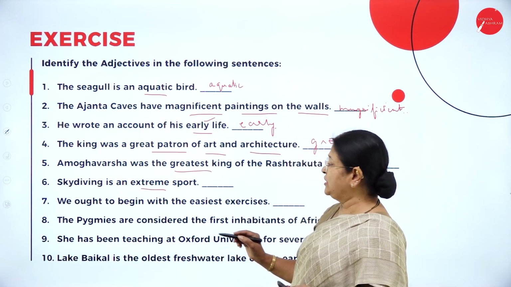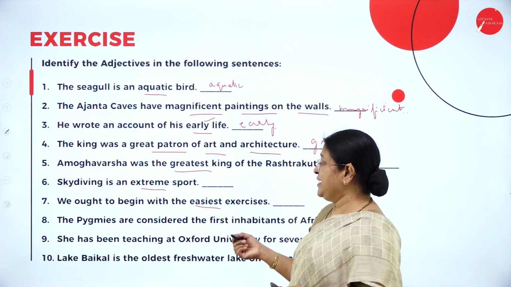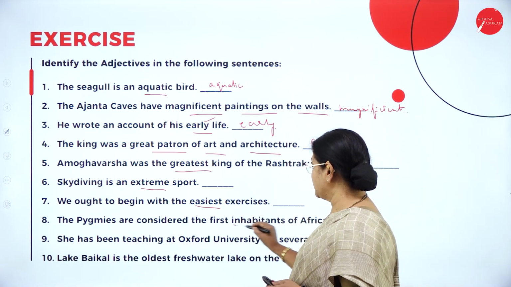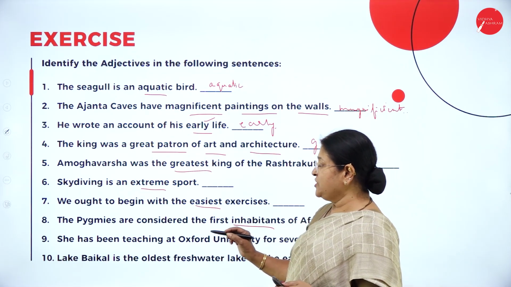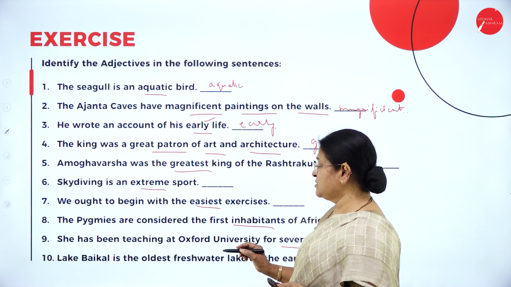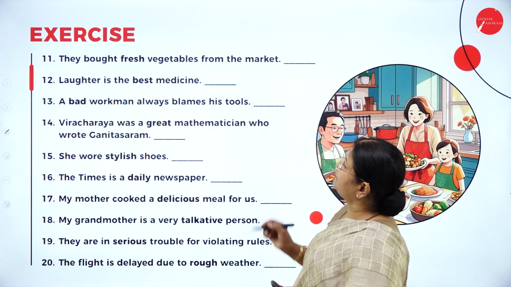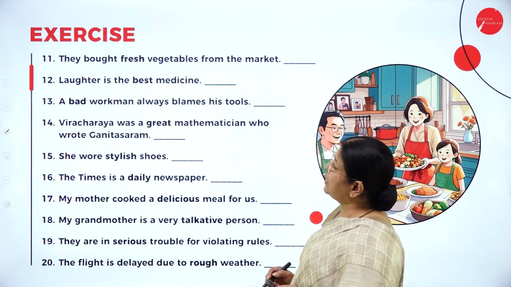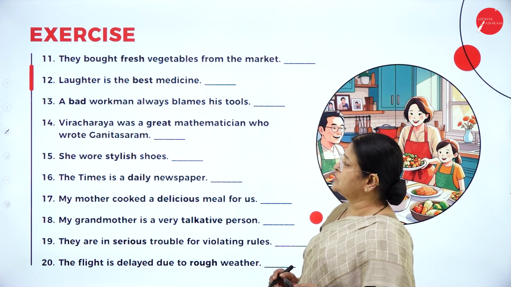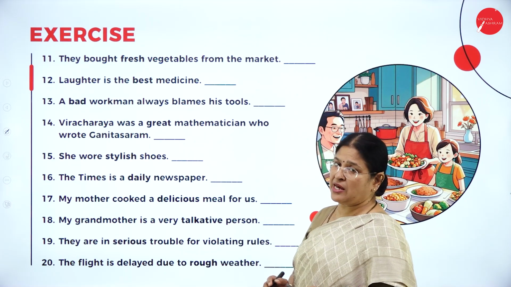We ought to begin with the easiest exercises. So what type of exercises ought you to begin with? Easiest exercises. The pygmies are considered the first inhabitants of Africa. She has been teaching at Oxford University for several years. Lake Baikal is the oldest freshwater lake on the earth. They bought fresh vegetables from the market. Laughter is the best medicine. A bad workman always blames his tools. Veeracharya was a great mathematician who wrote Ganita Saram.